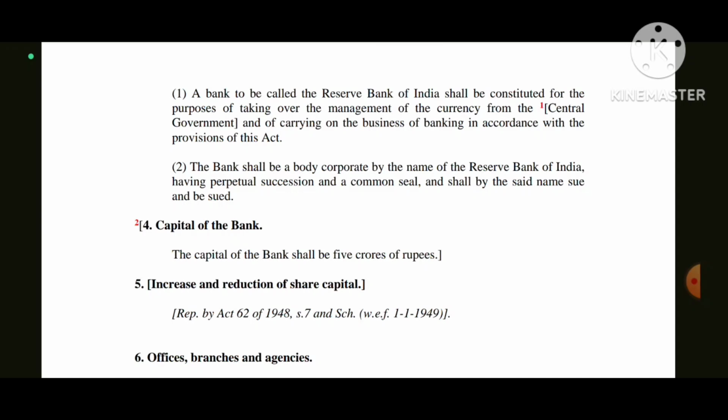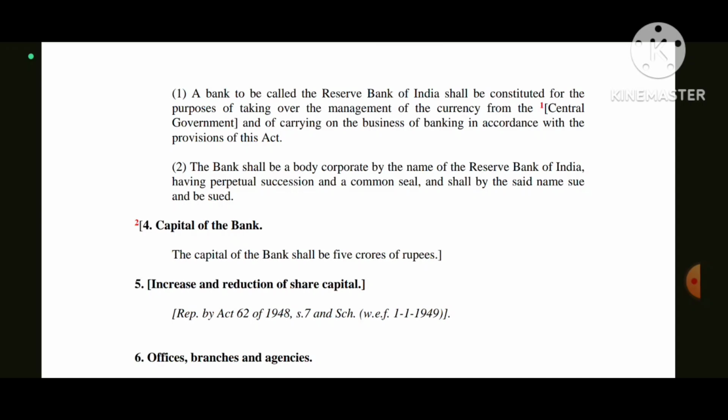So before the establishment of the RBI, the currency management used to be carried out by the central government. After the introduction of this act, it has been taken over by the Reserve Bank of India. And here the Reserve Bank of India has to carry out other business of banking as given in this act.